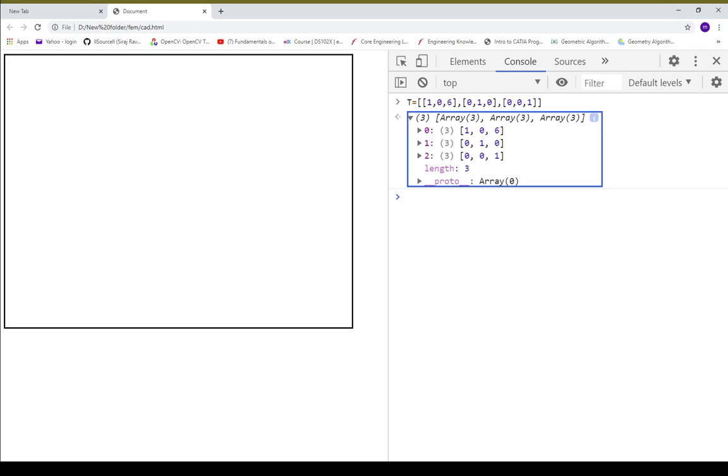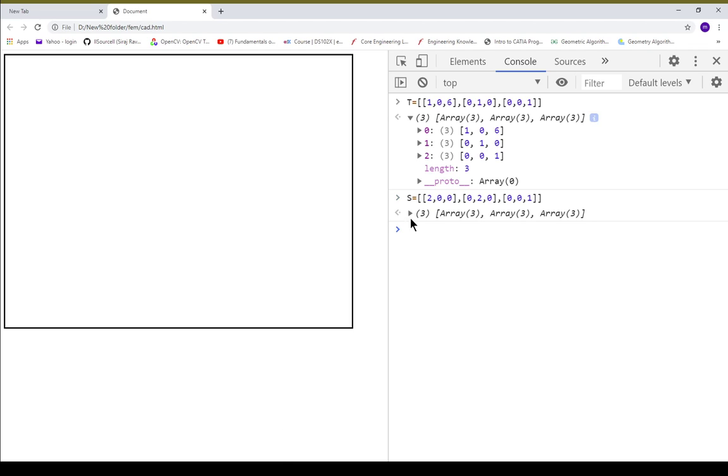Okay, it's the same. So now the scaling matrix, that is 2 to 1. Okay, so I denote this by capital S equal to, a 2-dimensional scaling matrix, 2 comma 0 comma 0, then 0 comma 2 comma 0, and finally we have 0 comma 0 comma 1, and this will close. So this is my scaling matrix which I got.